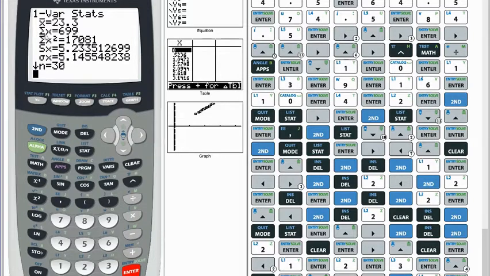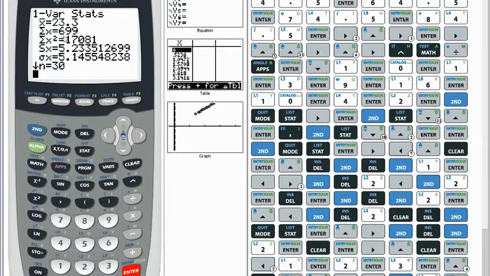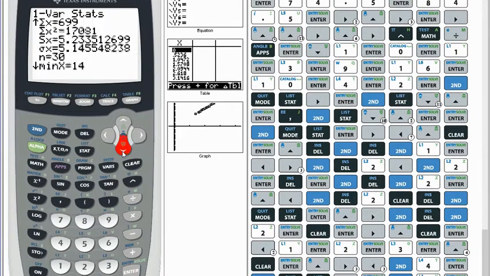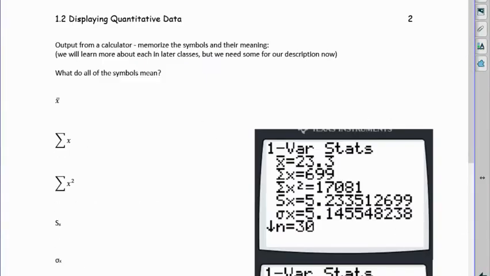Then we have our sigma, and now I'm going to go back to the notes page and start writing in what all these things mean, because you can see what the screen is. Oh, and if I hit the down arrow, you can see the second screen, which has the 5-number summary right there. Both of those screens are in your notes. So first thing on here, what is x bar? That is the mean. To get the mean, you added all the x's and divided by how many you have.